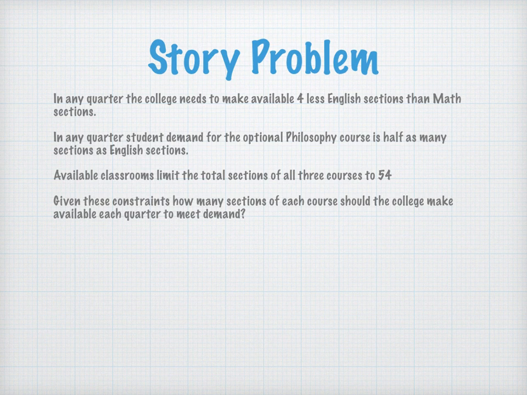Well, we're looking for the number of English, the number of math, and the number of philosophy courses. So we have 3 unknowns, so we're going to need 3 equations total. Each bit here gives us an equation to write. The first little bit says the college needs to make available 4 less English sections than math sections. So English is going to be a smaller number than math, right? So you're going to take the number of math minus 4 gives you the number of English. So English equals math minus 4.